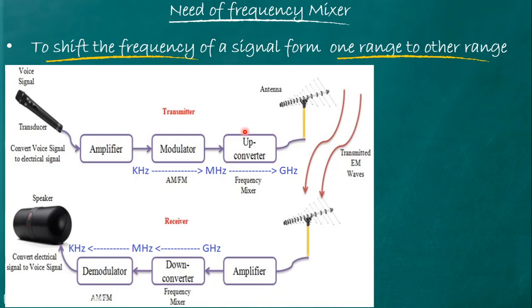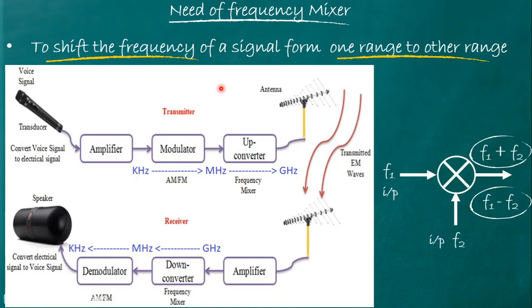And this up converter is nothing but a frequency mixture. Similarly, on the receiver side, when we want to convert the frequency from gigahertz to megahertz, that is, if we want to perform down conversion, we have to use a down converter, and this down converter is nothing but the frequency mixture. So here we can see that whether we want to move from high frequency to low frequency or from low frequency to high frequency, we need a frequency mixture. So we can say that the frequency mixture shifts the frequency.